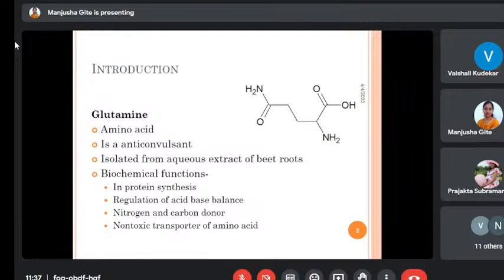If you see this structure carefully, there is a carbonyl group, C double bond O. You should first see the carbonyl peak there. Then amino group is there. Yes, OH group is there. Can anyone of you tell me how you distinguish primary, secondary and tertiary amine by IR spectroscopy?